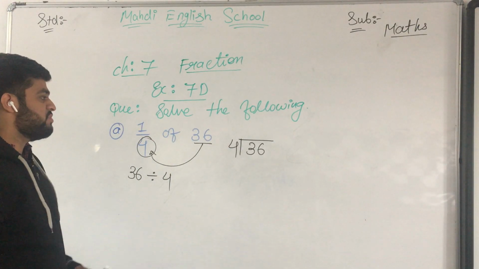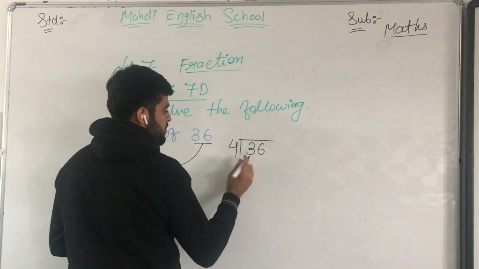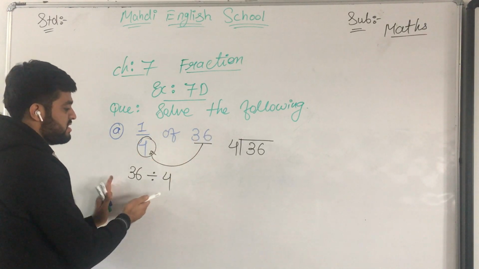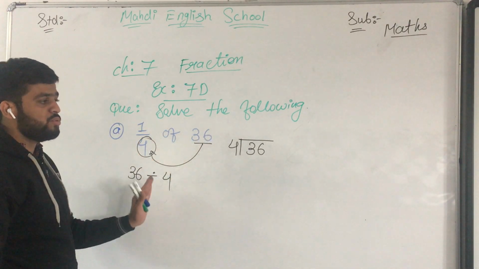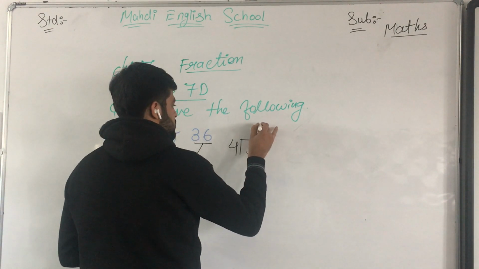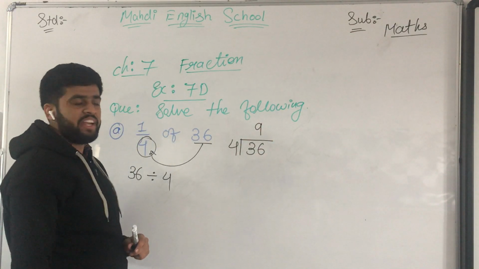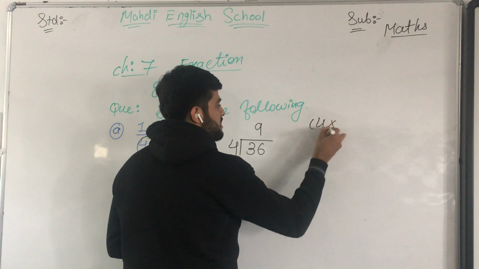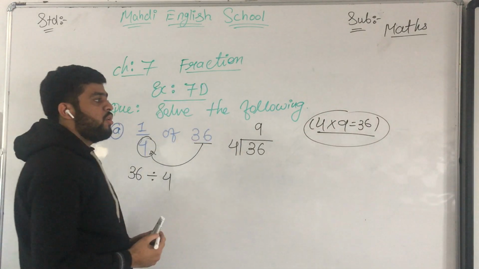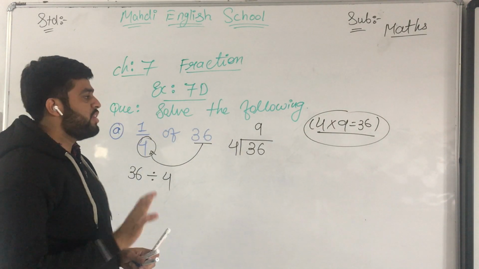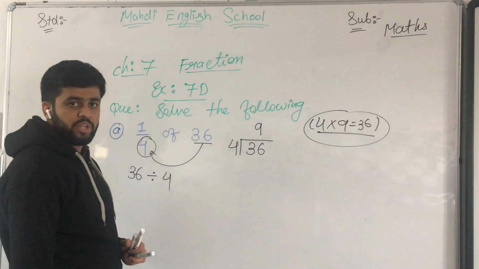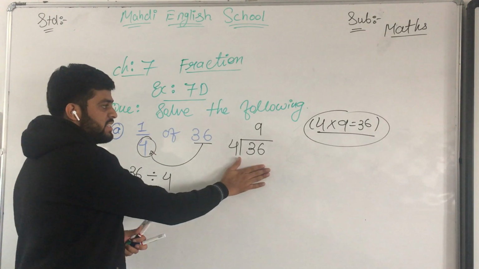It's like that, my dear students, we are going to do. One more thing: here we write the first step. Step by step we are going to do further. 4 nines are how many, my dear students? 36. See here, 4 nines are 36. No need to write this step, it is only for example. No need to write this step in a sum. Got my points clear? We have to write it like that.